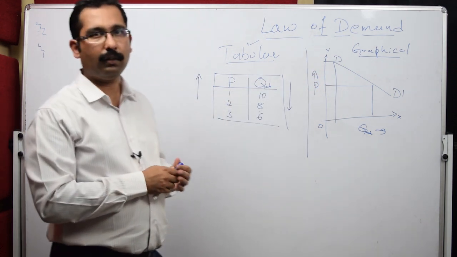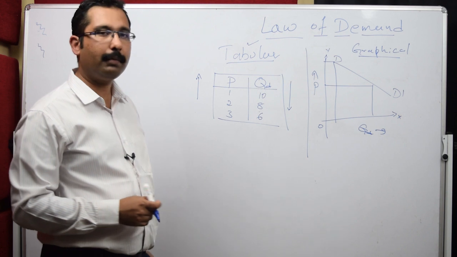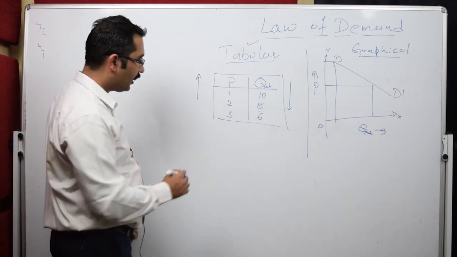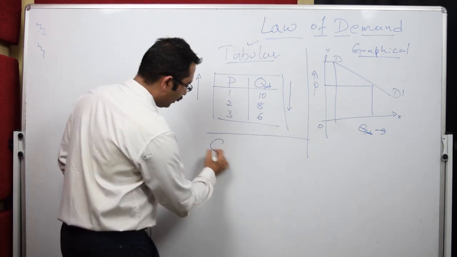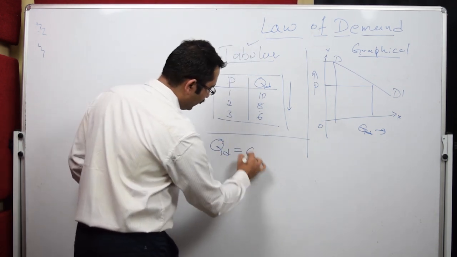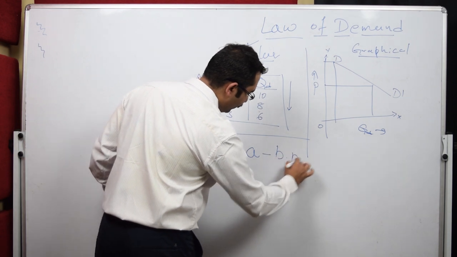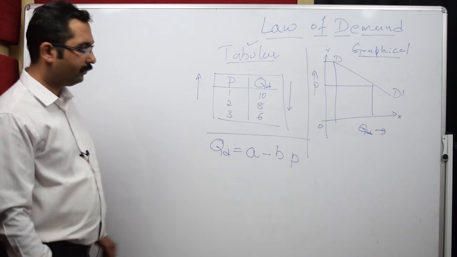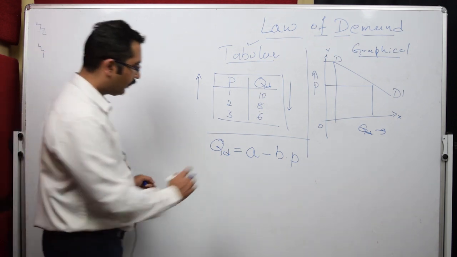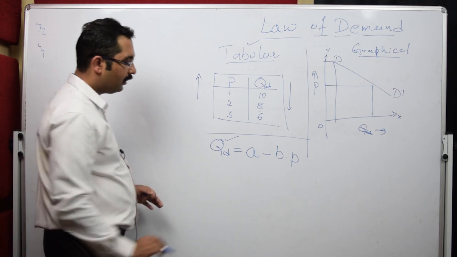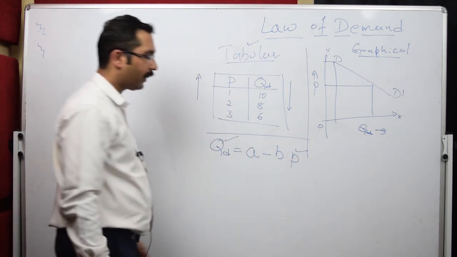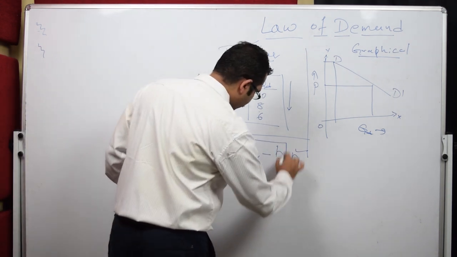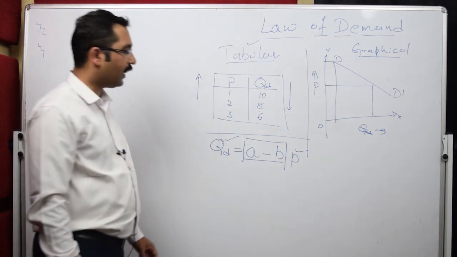We have the next type in which the law of demand can be represented, and it is in the form of an equation. Now how does the law of demand equation look? It looks something like this: QD = A - B × P. This is the equation which represents the law of demand. We are familiar with few of the factors here. The first one is the quantity demanded, QD. We are also aware of the other factor, P, that is price. Now we are left with three factors here: A, the minus sign, and B.